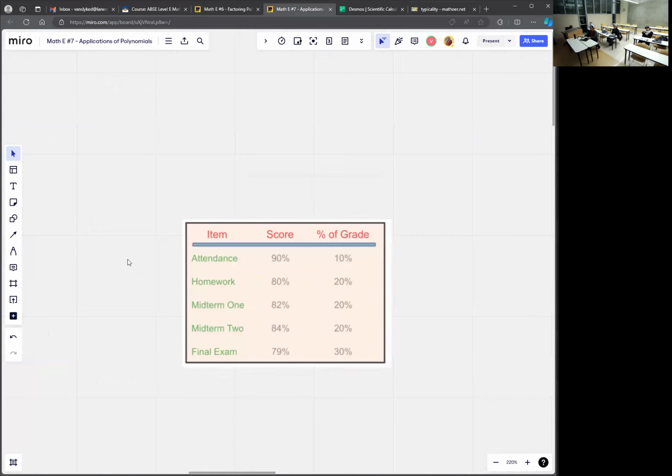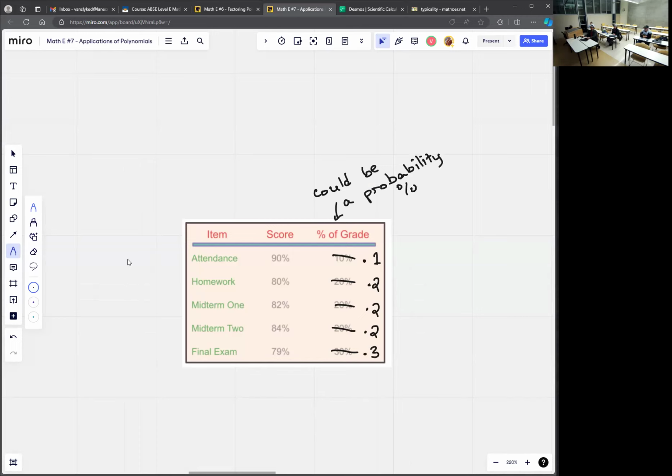So let's multiply these. One column I have to make into decimals. So I'm just going to pick this one. Since they're both percentages, it doesn't really matter. This is the one that could be a probability. In this case, it's what percentage of your grade it is. And this one, we normally write grades as percents, but they could just be points, right? The fact that these are written as percents doesn't really matter. Okay, so let's multiply across and then see what we get.